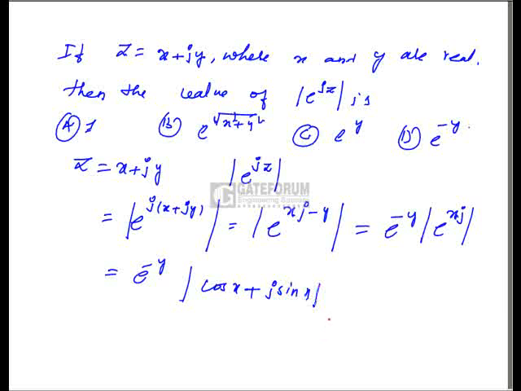Now we know the formula e power j theta is nothing but cos theta plus j sin theta. Similarly, e power xj will be cos x plus j sin x. Now modulus of any complex number is nothing but root over square of the real part plus square of the coefficient of the imaginary part, which is cos square x plus sin square x. Now that is nothing but e power minus y, which is option D.